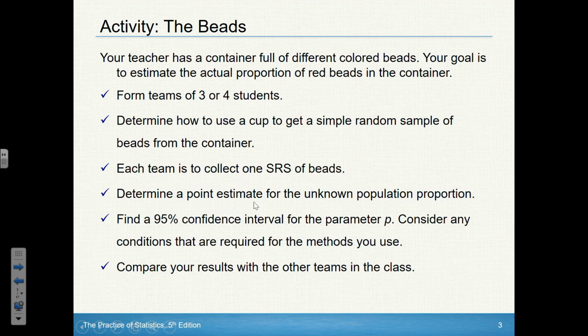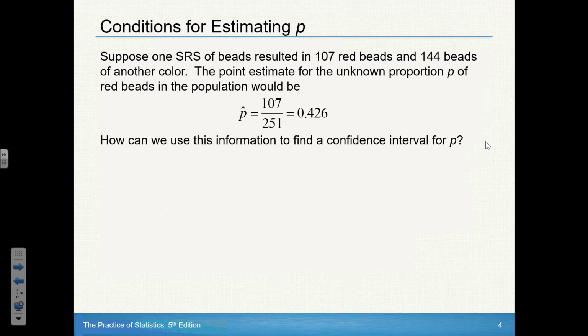You would then come up with a point estimate, something that we talked about in the previous section. The point estimate in this case would be p hat, the estimated proportion of red beads, and then we could find the 95% confidence interval for the true parameter p. And as we go through this video here, we're going to be talking about how we would actually do that.